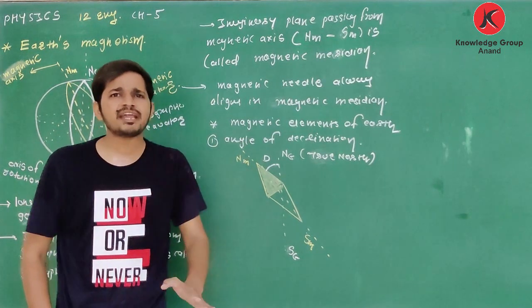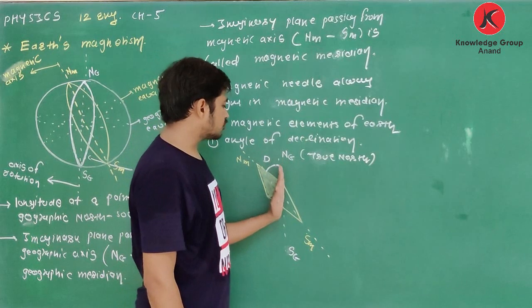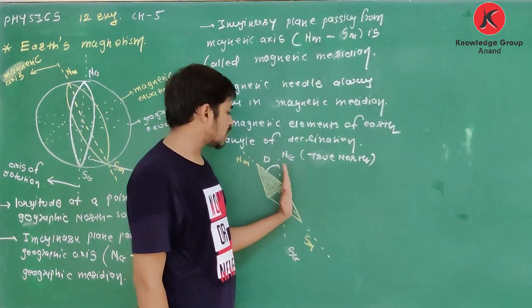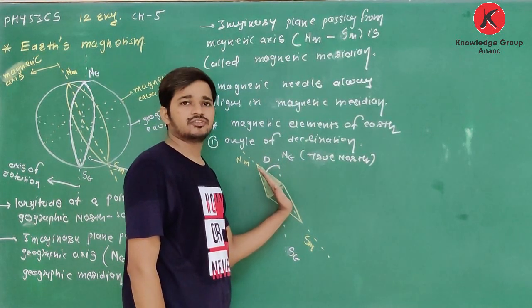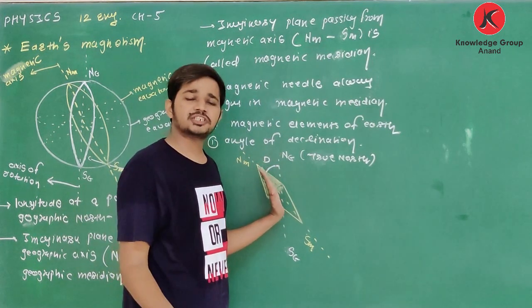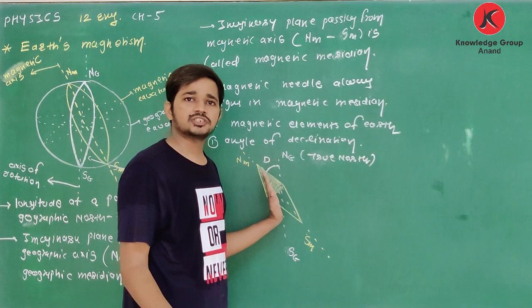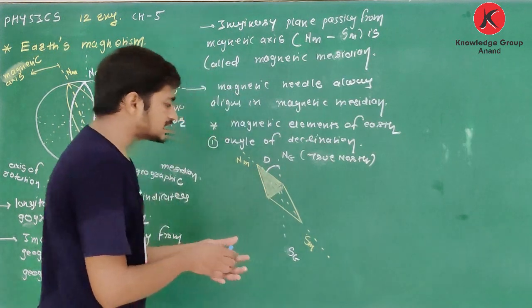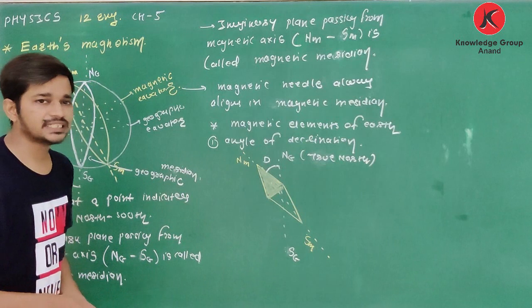Okay. What is the meaning of declination? Simple. It is not in true north and true south. It is tilted by some amount, and that tilt, that angle, is called declination. Clear about this? So how to write its definition?